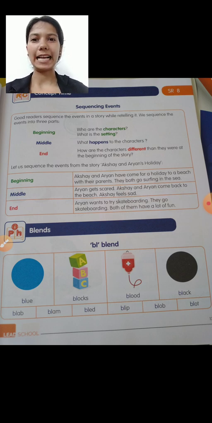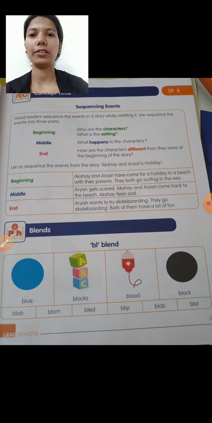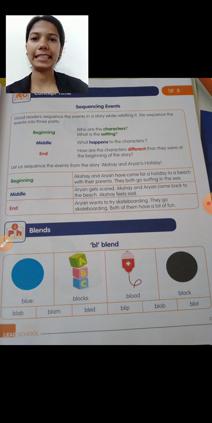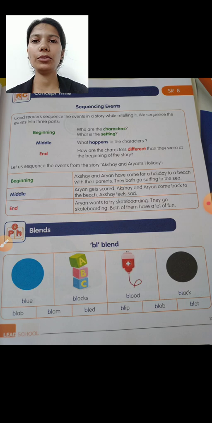In today's class, we will learn how to arrange the events of the story. Arranging the events is called sequencing events. Good readers sequence the events in a story while retelling it. We sequence the events into three parts. Now we will sequence the events into three parts.